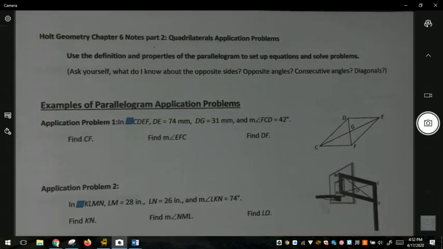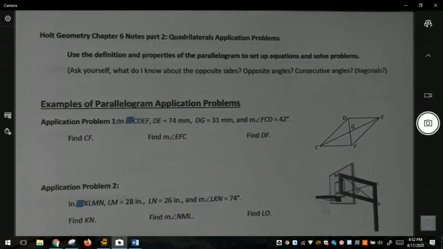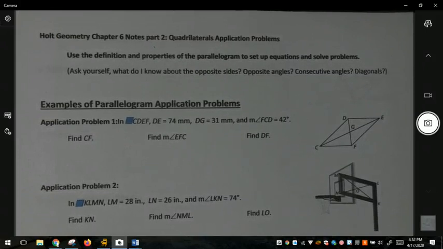So when you're looking at the picture, you need to ask yourself, what do you know about the opposite sides or the opposite angles, the consecutive angles, the diagonals? If you know the properties of the shape, they will help you know what types of equations to build to help you solve the problems.